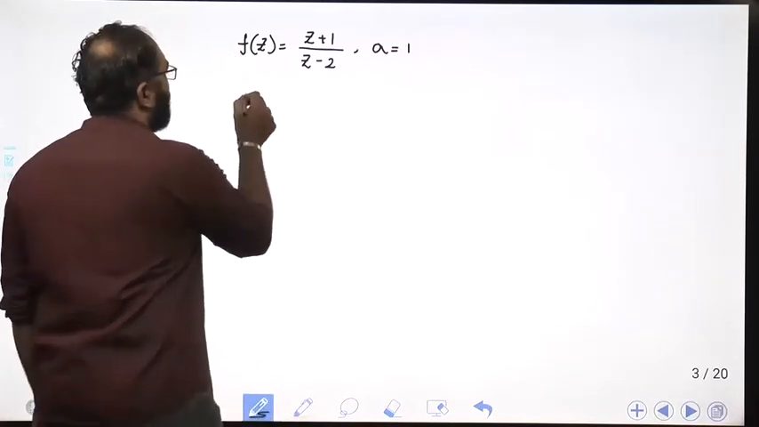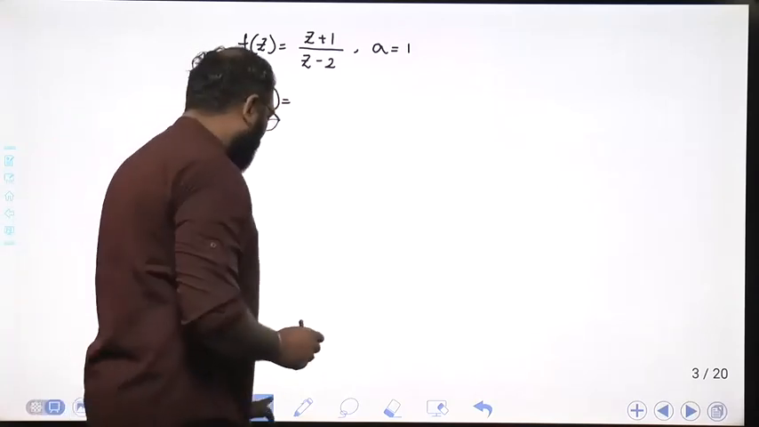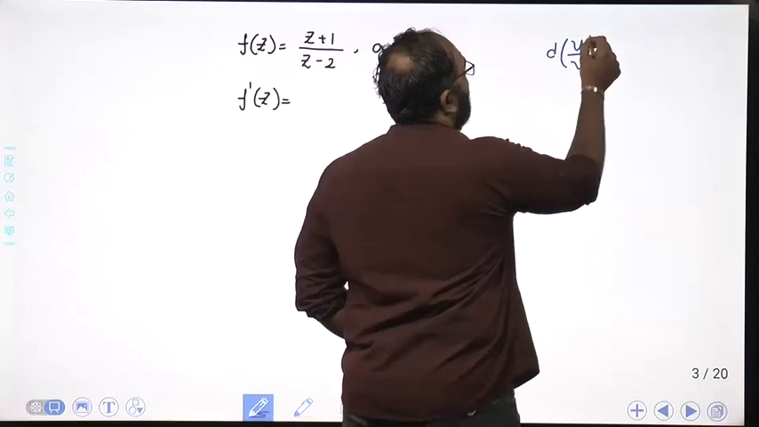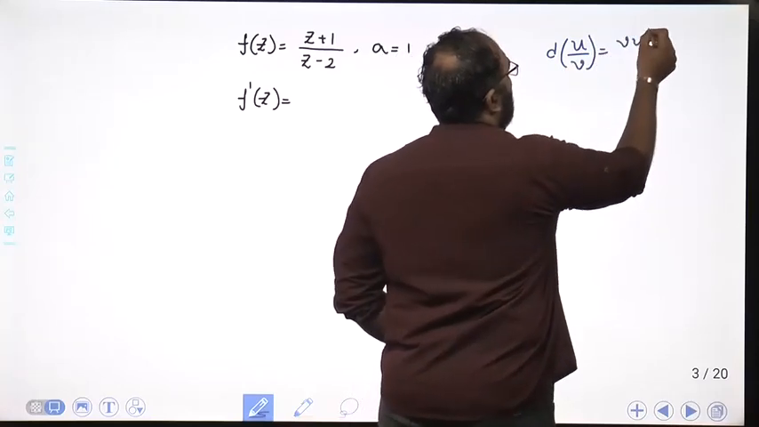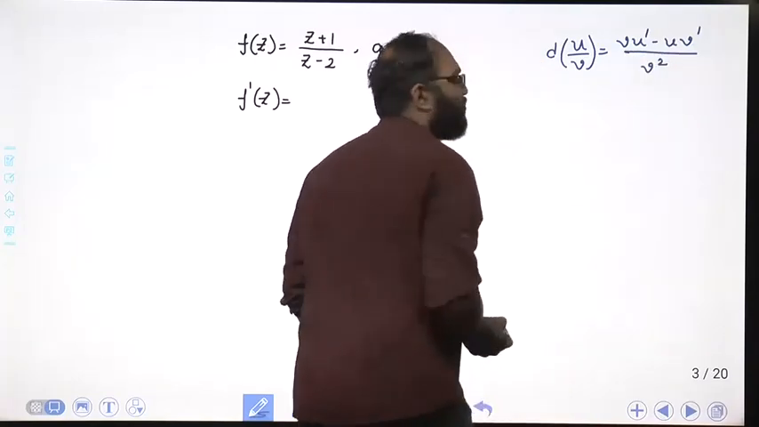Now what is f dash of z? So apply the u by v formula. What is the derivative of u by v? The derivative of u by v is given by v u dash minus u v dash, by v square. Yes, clear?